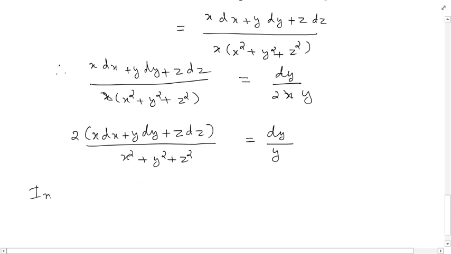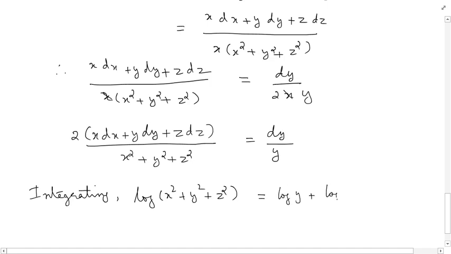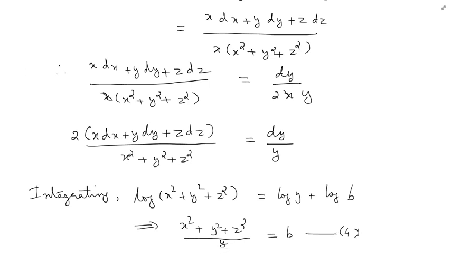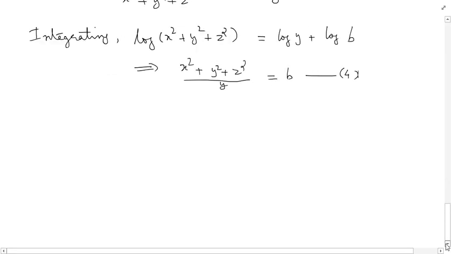So integrating, the integral of the left hand side is logarithm of x square plus y square plus z square. Because you see, the derivative of this term is 1 by x square plus y square plus z square into 2 into x dx plus 2y dy plus 2z dz. You got the same term in the numerator. Therefore, the integral of the left hand side is logarithm of x square plus y square plus z square. Now, the integral of dy by y is log y plus a constant of integration. I'll write it as log b. So now this gives x square plus y square plus z square divided by y equal to b. Now this will be the second independent solution of the auxiliary equation given by equation number 2.